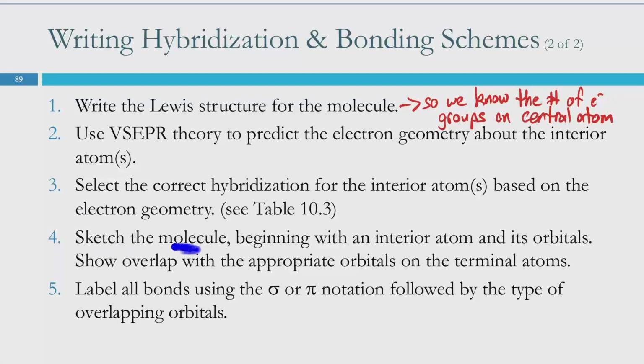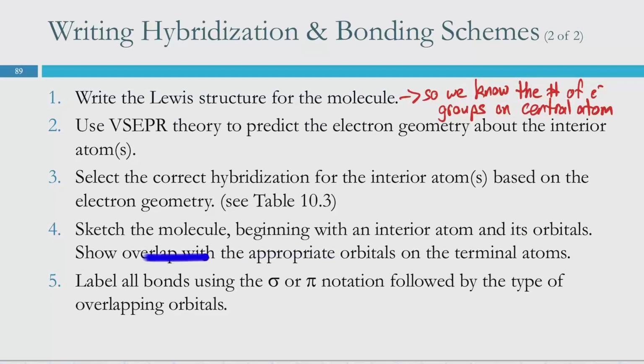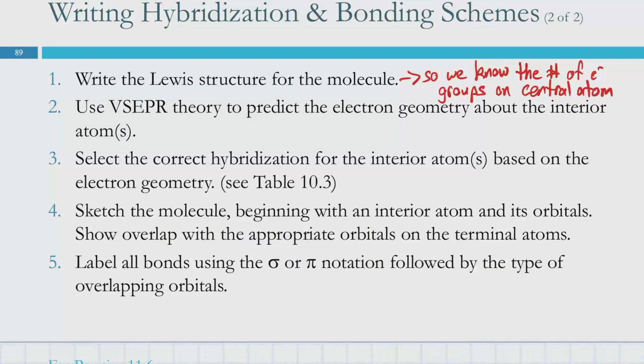And then for 4, we would sketch the molecule. Start with one of our interior atoms and its orbitals, try to show the overlap, and label everything as sigma or pi notation followed by the type of overlapping orbitals. And I might put one of these on as a short answer question for our exam 4.